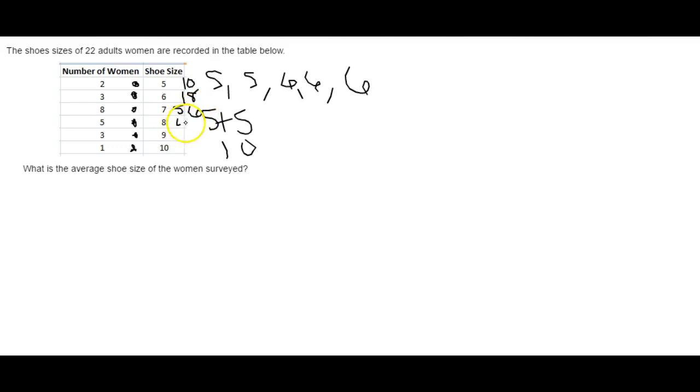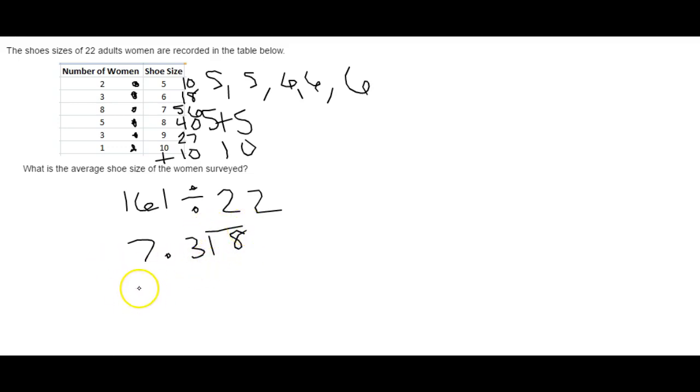56, 40, 27, and 10. And then if you add them all together, that is 161. So then we have to divide by how many there were total. You could either add up all the number of women, or they told us in the beginning that there were 22. So we divide by 22, which gives 7.318. The 18 repeats, but we're going to round to the nearest tenth, so 7.3.